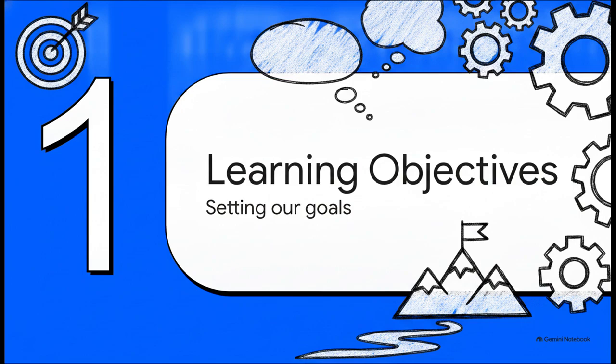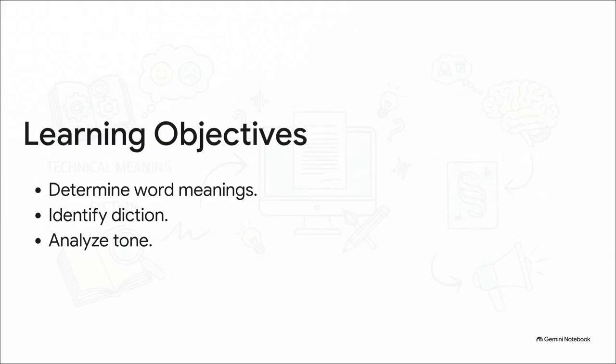Section 1. Our learning objectives. These are the precise skills we're going to master today, and they are completely aligned with your 9th grade English standards. First, you'll learn how to determine the technical meanings of words and phrases. Second, you'll identify and analyze diction. And third, you'll identify and analyze tone. Honestly, if you can nail these 3 skills down, your reading comprehension is absolutely going to skyrocket.